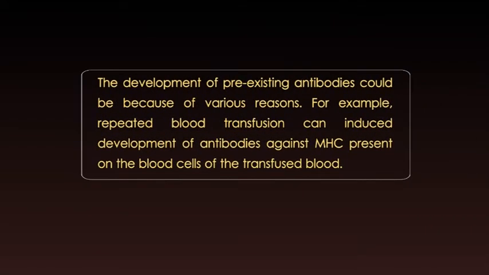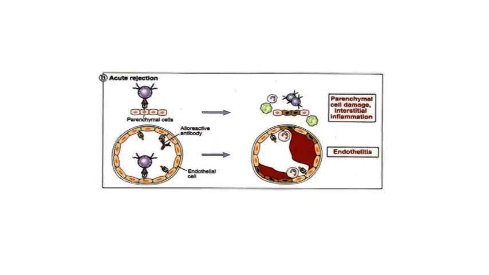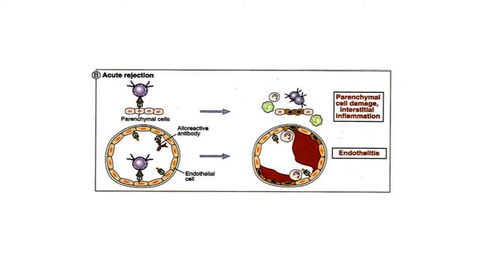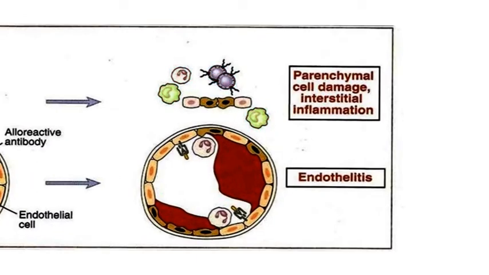The development of pre-existing antibodies could be because of various reasons. For example, repeated blood transfusion can induce development of antibodies against MHC present on the blood cells of the transfused blood. Acute graft rejection occurs within a few weeks of transplantation. It is mediated through the DTH reaction as mentioned before. Histopathological examination of the acute graft rejection shows massive infiltration of macrophages and T lymphocytes in the graft region.